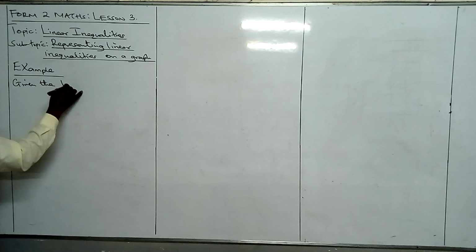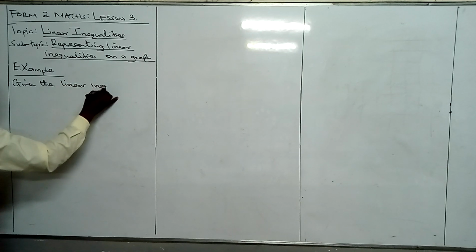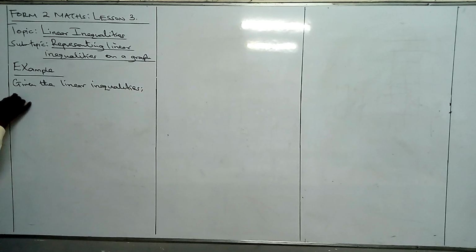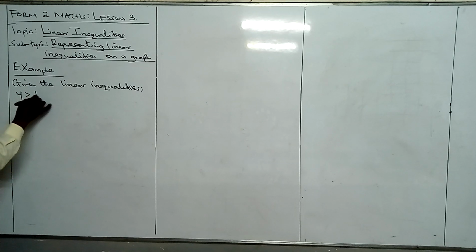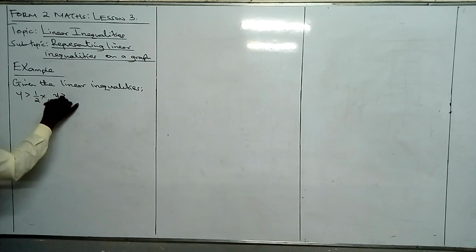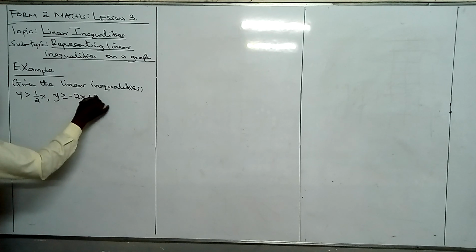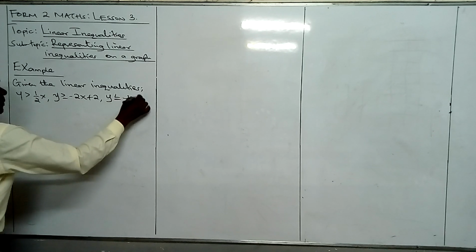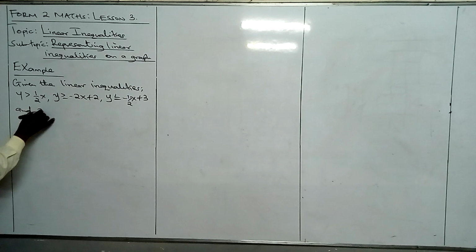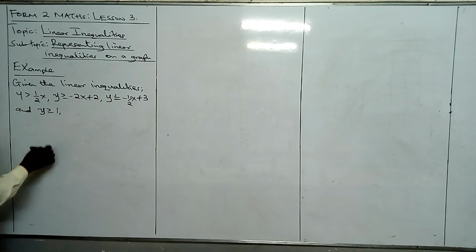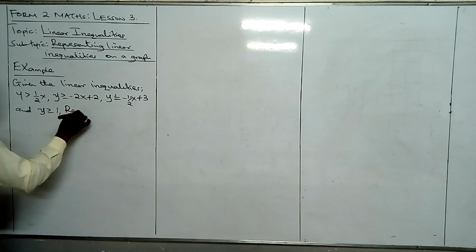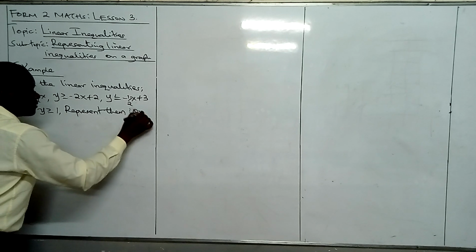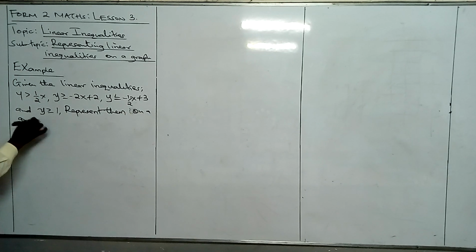Given the linear inequalities: y is greater than a half x, y greater than or equal to minus 2x plus 2, y is less than or equal to minus a half x plus 3, and y is greater than or equal to 1, represent them on a graph. Solution.